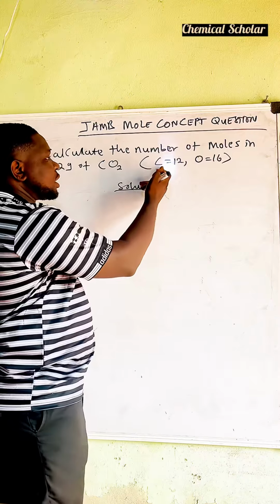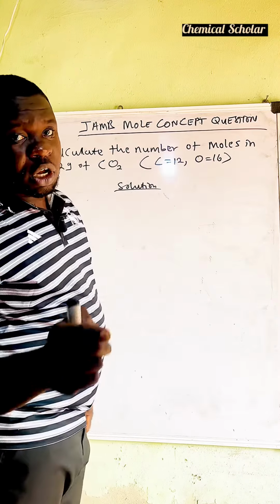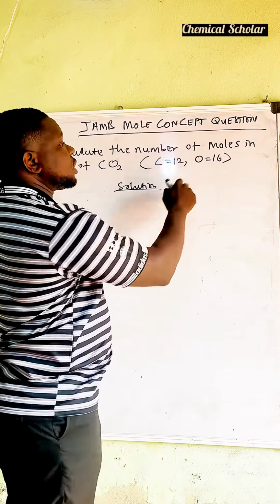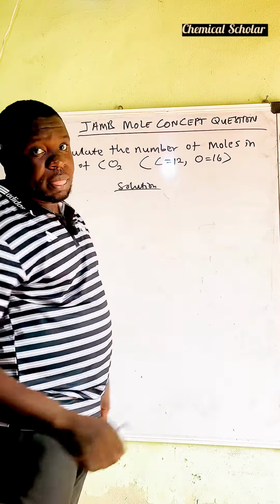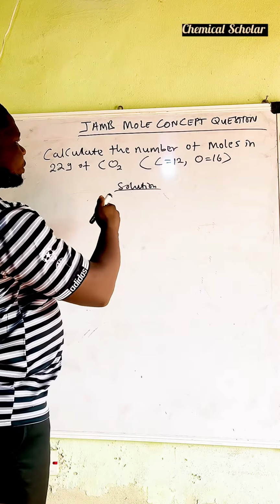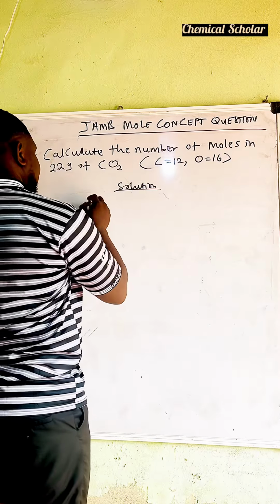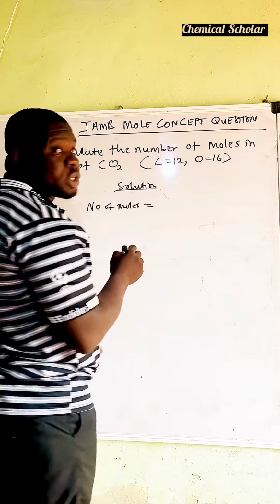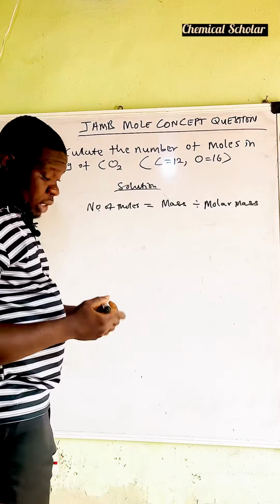Then we are given a hint that C is equal to 12 and O is equal to 16. Always remember that this hint you're given here just tells you the relative atomic masses of the elements. So how do we solve it? Solution. To calculate the number of moles, we should always remember that number of moles is equal to mass divided by the molar mass.